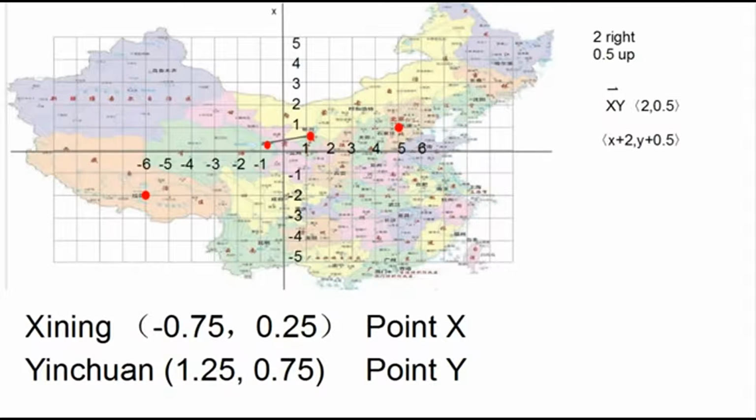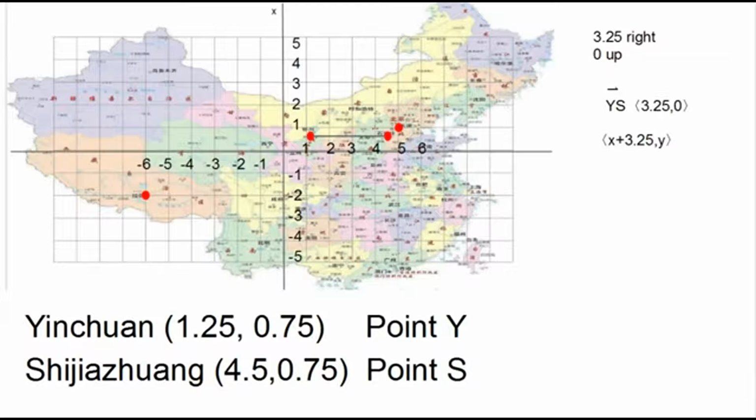And now we go from city X to city Y. That's Yinchuan city point Y. So from -0.75 to 1.25, we go 2 to the right. That's +2. And from 0.25 to 0.75, that's 0.5 up. That's +0.5. And we write the vector notation like this: XY, 2 and 0.5. We can write x plus 2 and y plus 0.5.